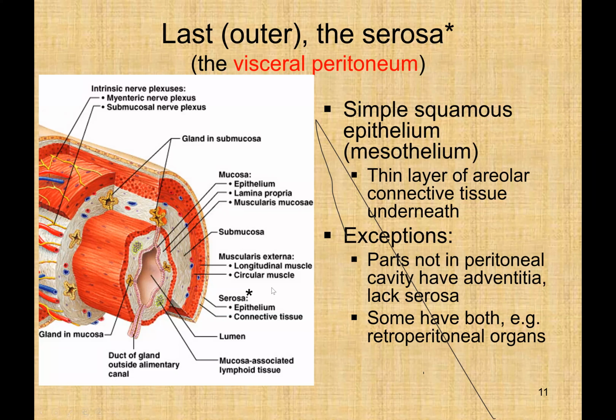So the exception is that parts not in the peritoneal cavity will not have serosa, but adventitia, as I said. What you should know is that the esophagus, together with the anus, have adventitia. But the stomach, the duodenum and the large intestines would have the serosa because they are found in the body cavity, that is the abdominal cavity.